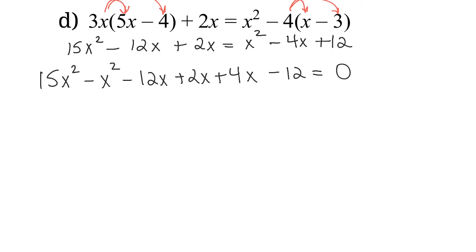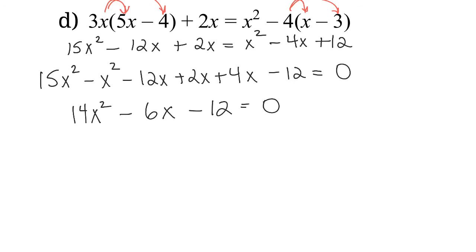And now I'm ready to collect like terms. So 15x squared minus x squared is 14x squared. Negative 12x plus 2x is negative 10x. Negative 10x plus 4x is negative 6x. And then we've got a negative 12. So here is our quadratic equation ready to be factored.